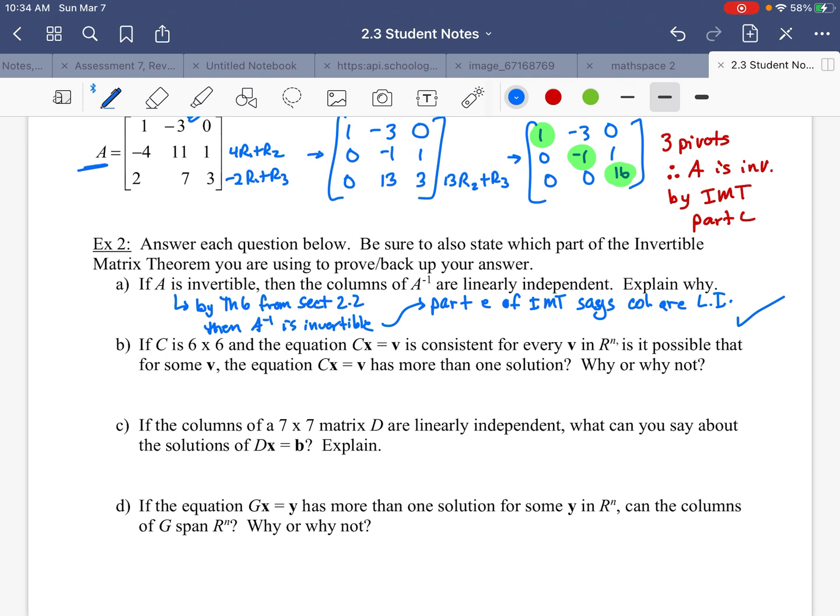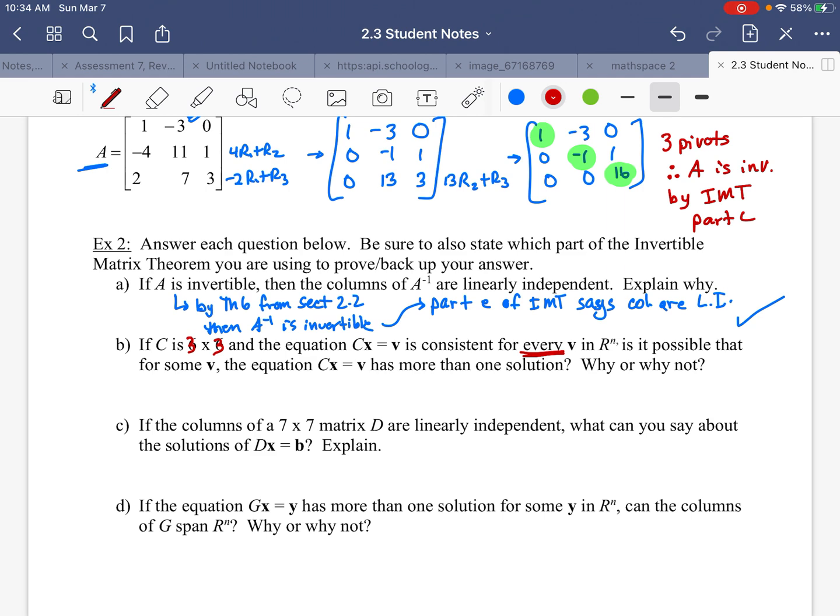I'm going to change this. I know it says 6 by 6. Let's change this to 3 by 3 because it'll be easier. The example I'm going to use, I don't want to have 6 things in there. All right, so if we have a 3 by 3 and the equation Cx equals v is consistent for every v in Rn, this is an important statement: for every v in Rn.